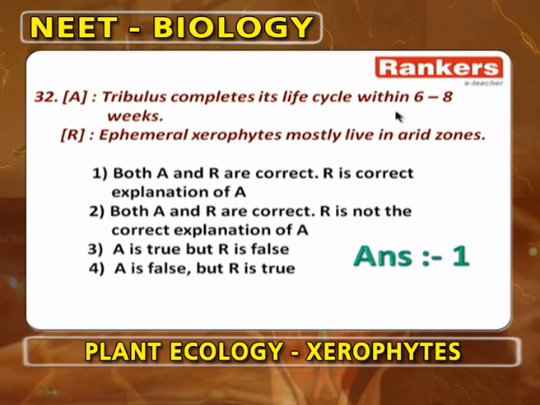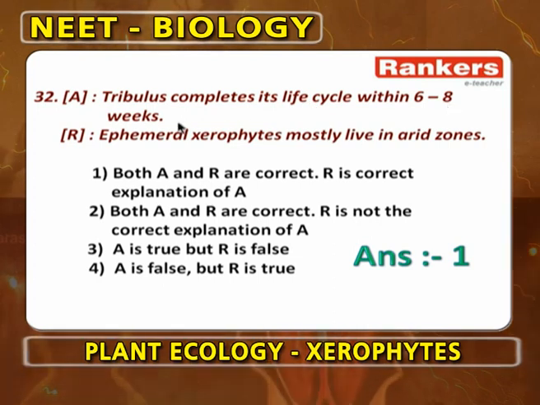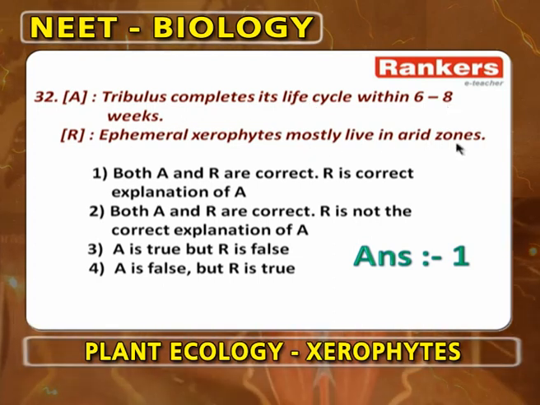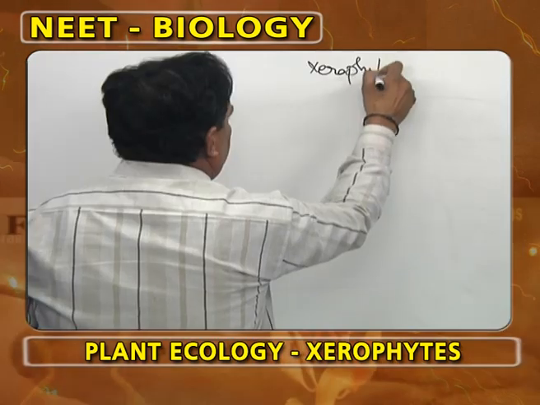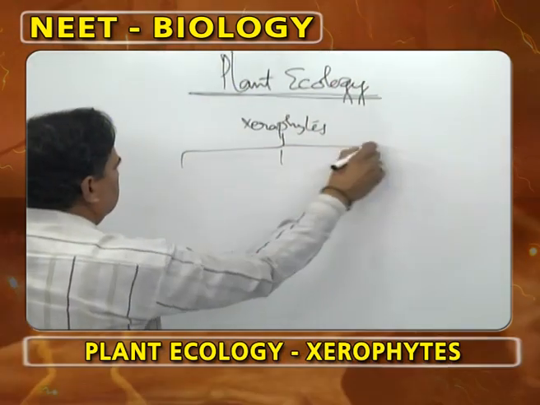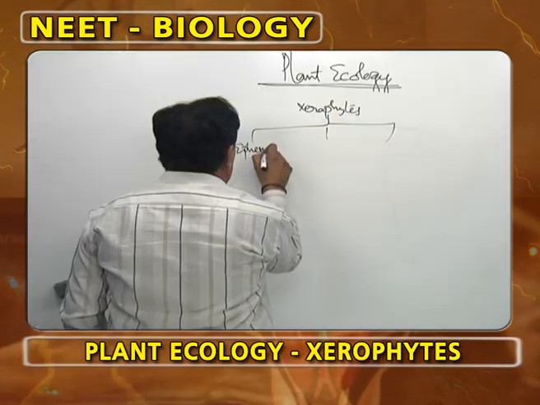Tribulus completes its life cycle within 6 to 8 weeks. Ephemeral xerophytes mostly live in arid zones. Because the ephemeral xerophytes live in arid zones, they complete their life cycle in 6 to 8 weeks. So, xerophytes are broadly classified into 3 categories. Ephemerals, short living plants.